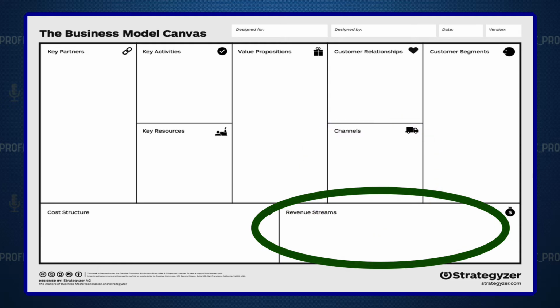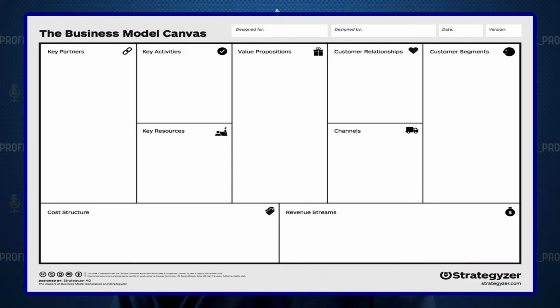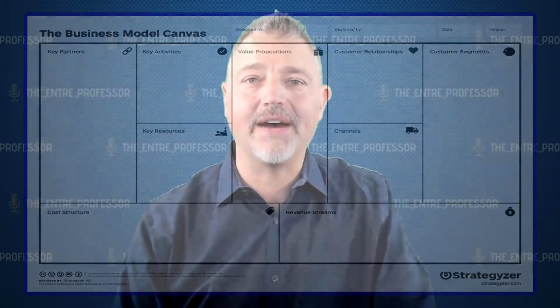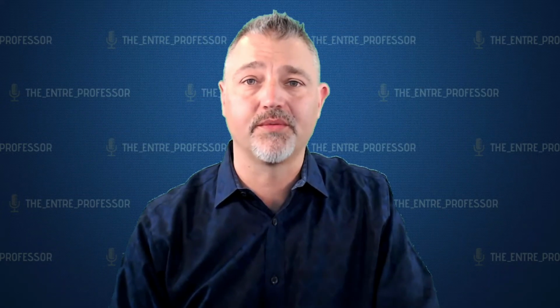that's revenue streams. When you look at the left-hand side of the canvas, you're thinking about what are the activities you need to do and the resources and infrastructure you need to have to be able to facilitate the revenue streams that are described on the right-hand side.